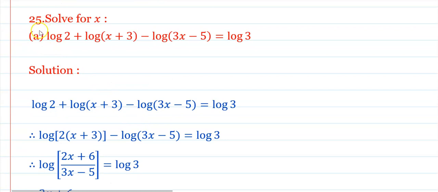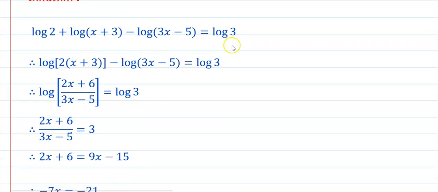Question number 25. Solve for x. Log of 2 plus log of x plus 3 minus log of 3x minus 5 is equals to log of 3. We have to solve for x, this is the equation given to us.